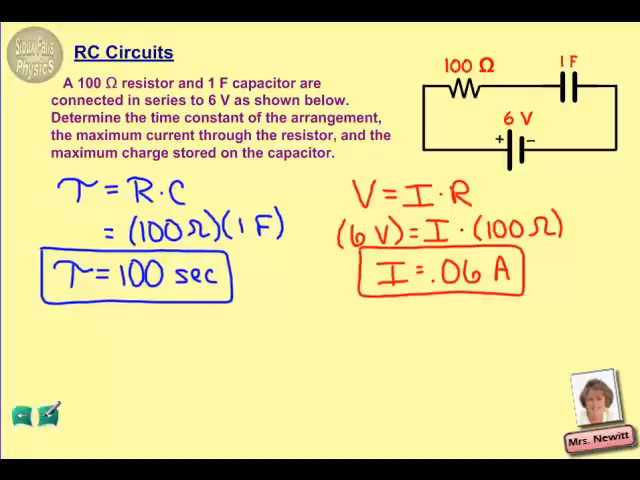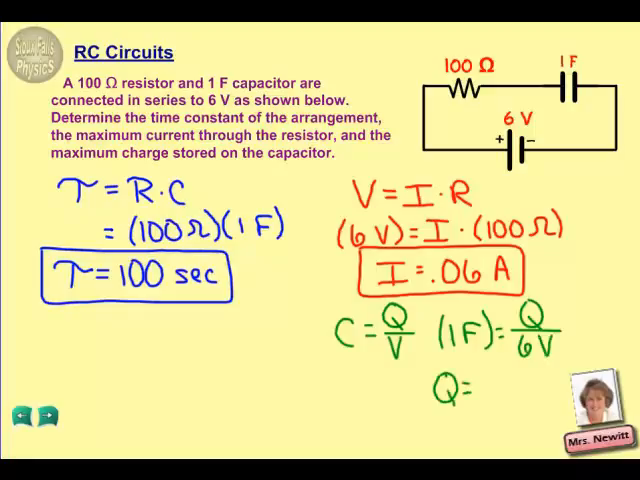Next, it asks for the maximum charge stored on the capacitor, and notice that the maximum charge, of course, would occur at the end when the capacitor is fully charged. However, for our equation, we use our usual equation for capacitance. It is equal to charge per volt. We have a capacitor of 1 farad, and again, the voltage is 6 volts. And so our maximum charge, which will occur at the end when the capacitor is full, turns out to be 6 coulombs of charge.